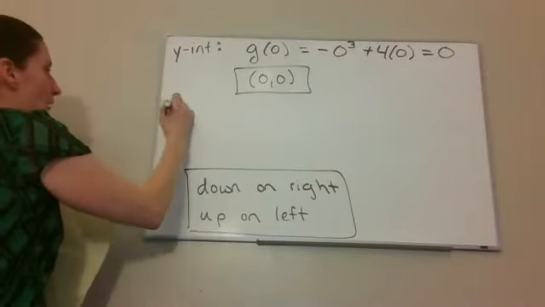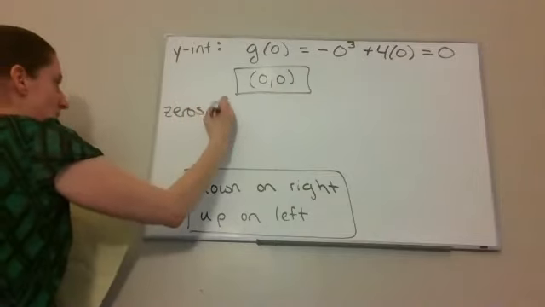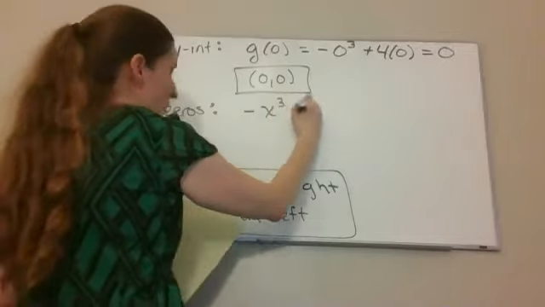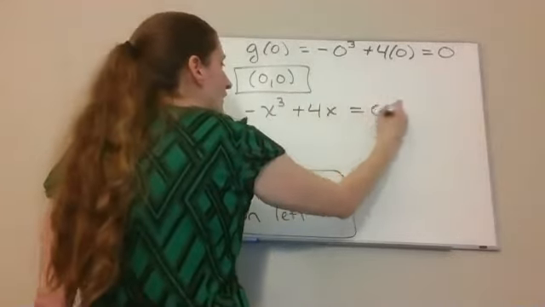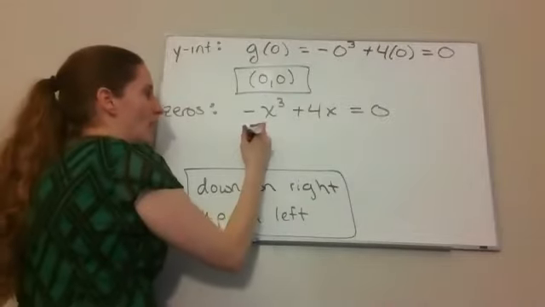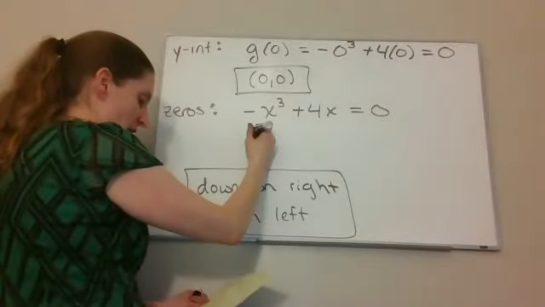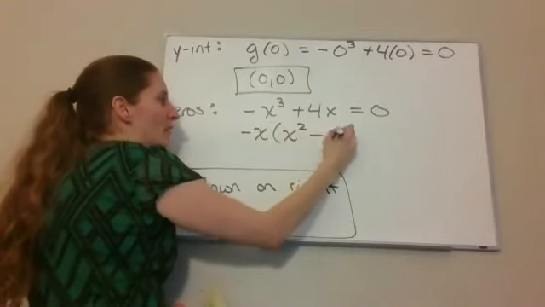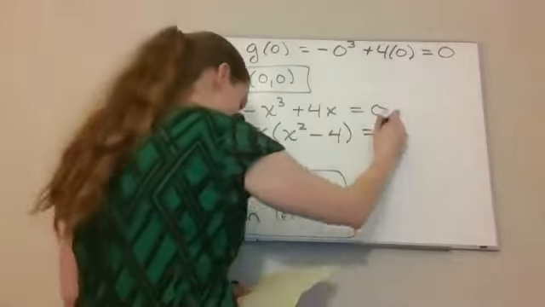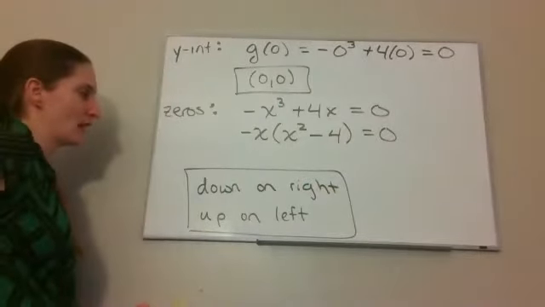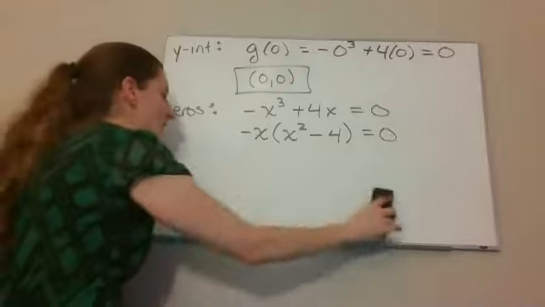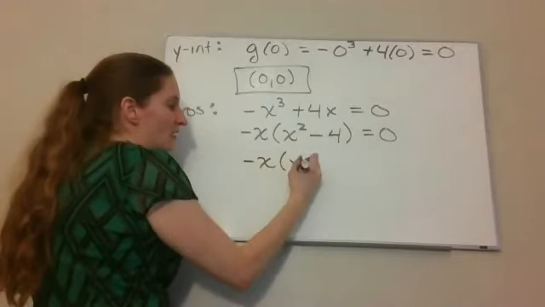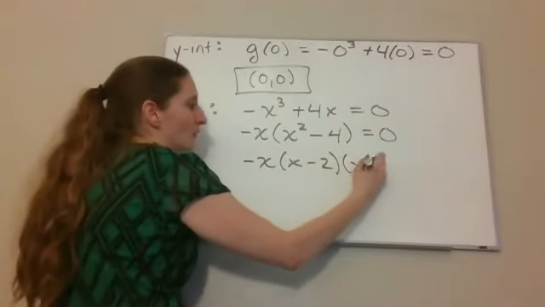Now for my zeros, we have to solve negative x to the third plus 4x equals 0. And I'm going to solve this by factoring. I'm going to pull out a negative x, which leaves an x squared minus 4. And I can actually factor that further because I have a difference of 2 squares. So this is negative x times x minus 2 and x plus 2.